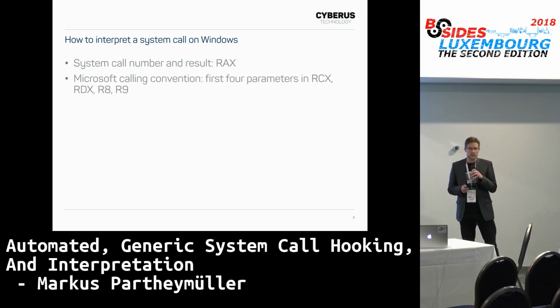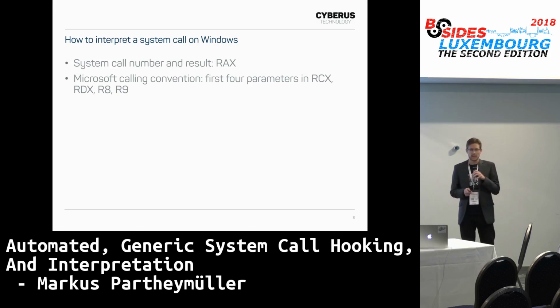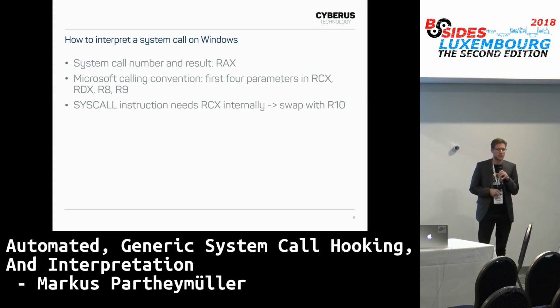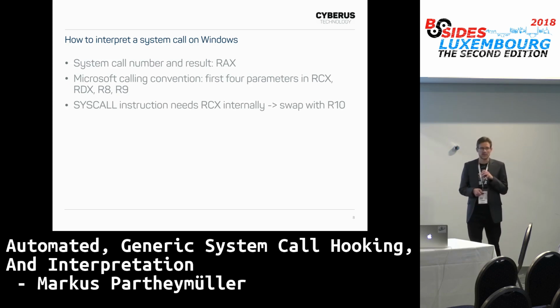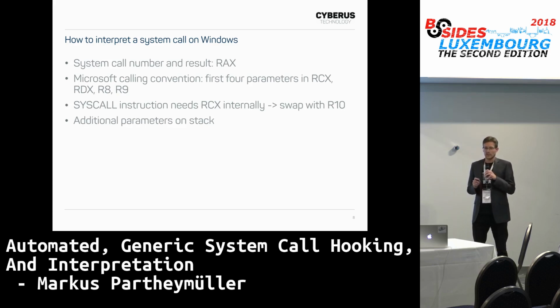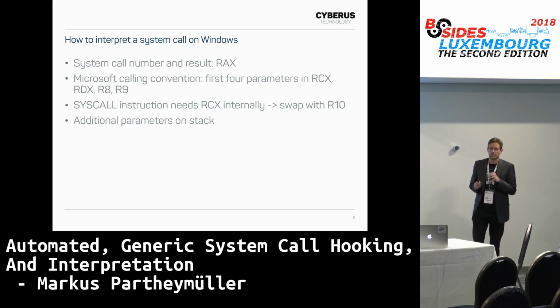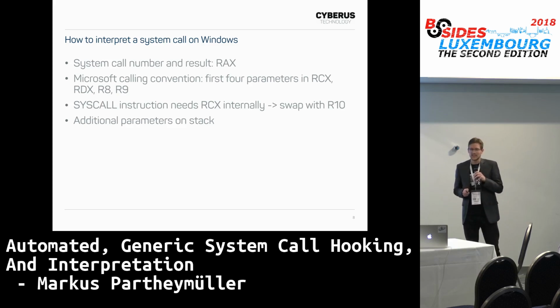So we have 4 registers, 4 parameters. This is RCX, RDX, R8, and R9. However, on a system call that doesn't really work because RCX is used internally, so that is swapped with R10. But still, we end up with these 4 registers for the first 4 parameters, and the rest is just passed on the stack. But for the rest of this talk, to make it simple, we just focus on the register ones, so it doesn't get too complicated.